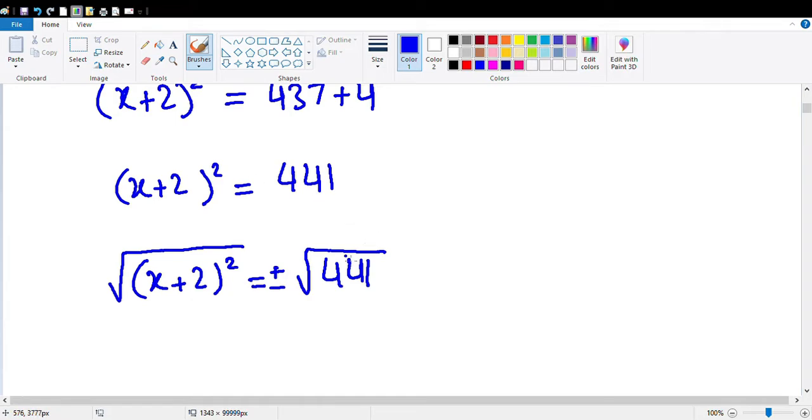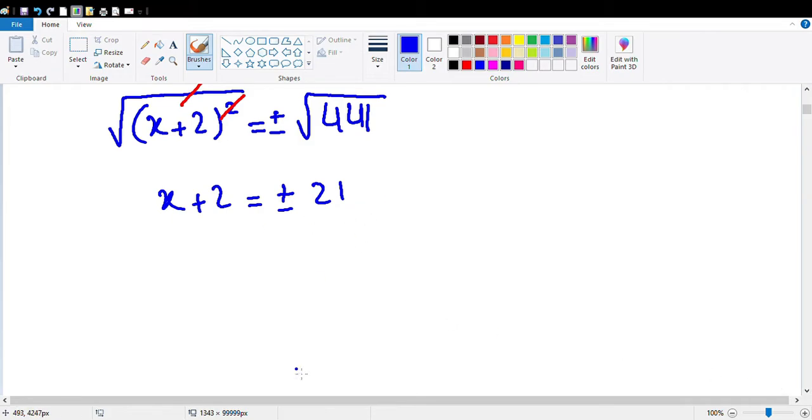And that's basically what gives us 2 values using this method. And over here you can cancel the square with the square root, and x + 2 will be equal to positive or negative square root of 441, I believe it's the square of 21. So we get plus or minus 21.